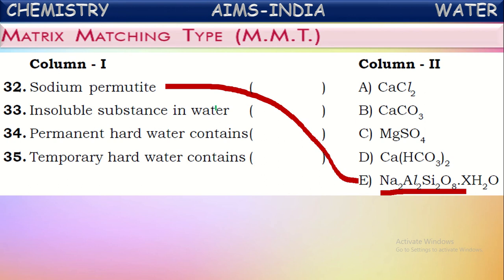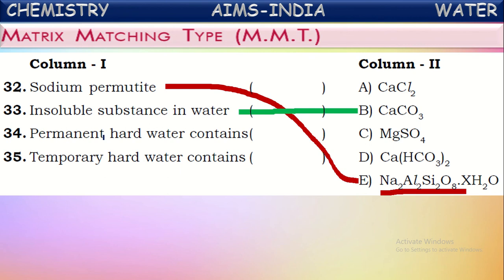Insoluble substance in water. While discussing the hardness of water, after the removal of hardness, those chemicals which caused the hardness to the water will be converted finally into insoluble solid substances like magnesium carbonate and calcium carbonate, which are further removed by the process called filtration. So out of those two here, it is mentioned calcium carbonate. Calcium carbonate is insoluble in water. Okay. Next.